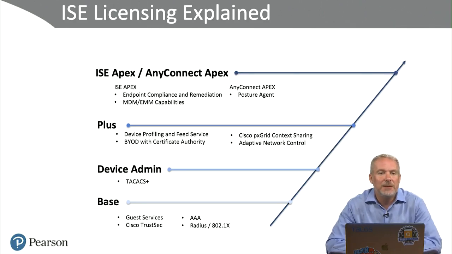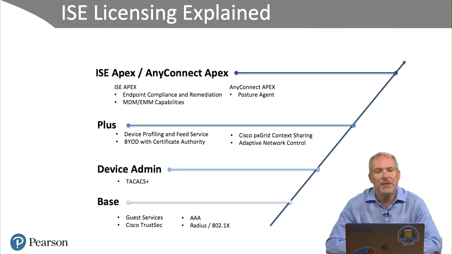Last but not least, there's Apex. Apex comes in 2 forms. There is an ISE Apex and an AnyConnect Apex. From the ISE perspective, I need Apex if I'm going to do endpoint compliance or posture. I also need Apex if I'm going to do MDM or EMM integration. If I'm doing ISE posture and I also want to use the posture agent on an endpoint, that's going to require an AnyConnect Apex license.